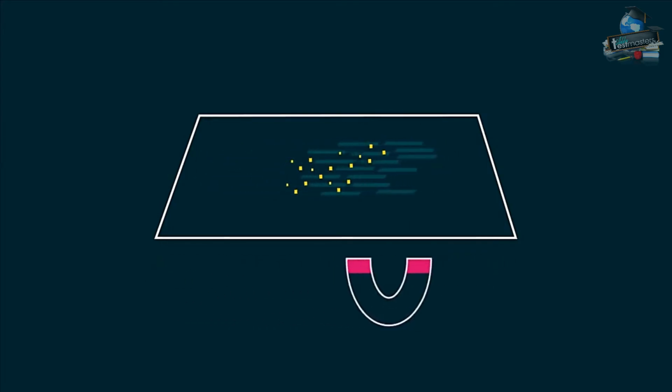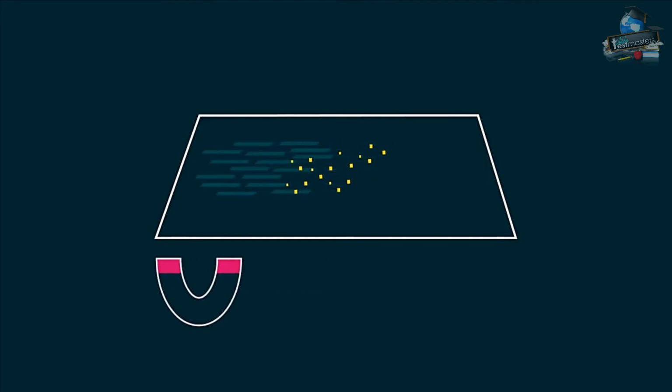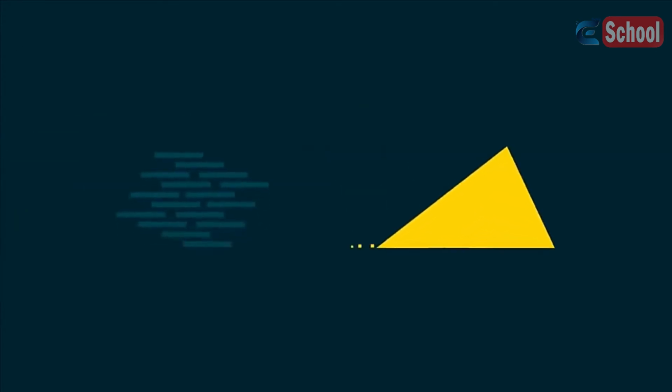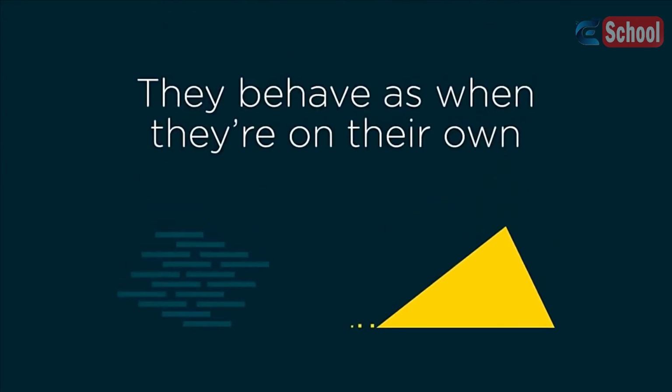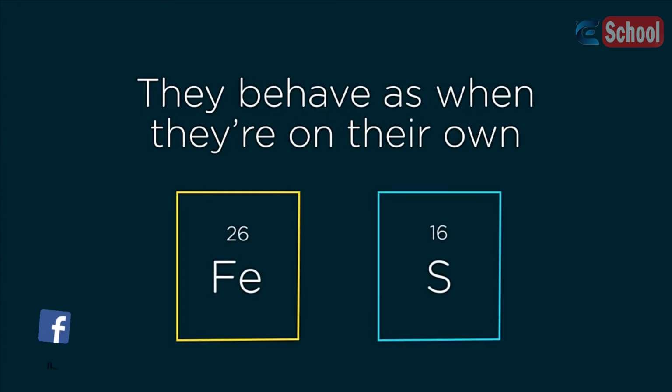The iron and sulfur can be separated, illustrating the fact that the components of a mixture can easily be separated by physical means. From the above, it can be seen that the components of a mixture behave as when they are on their own. That is, they retain their separate identities.